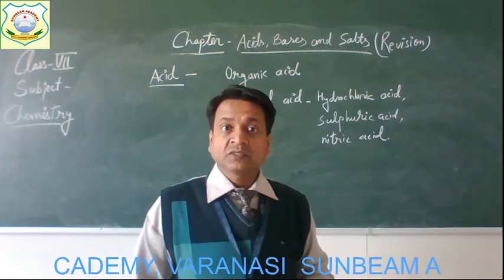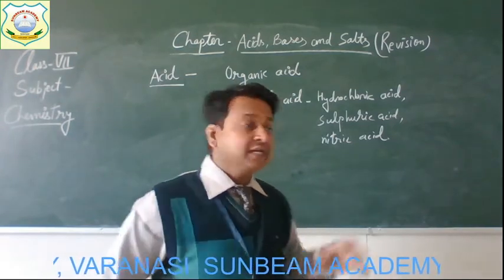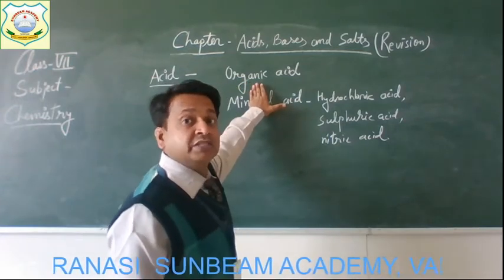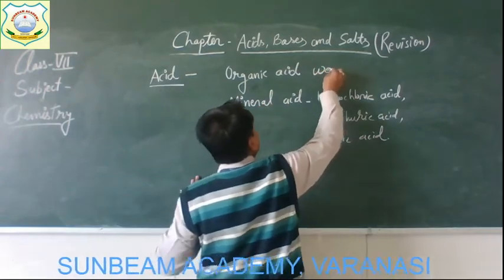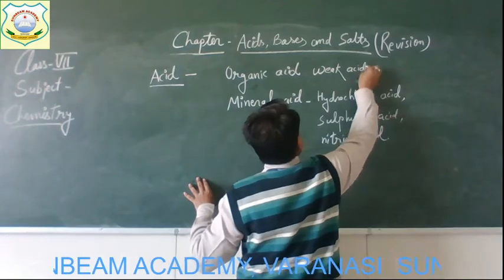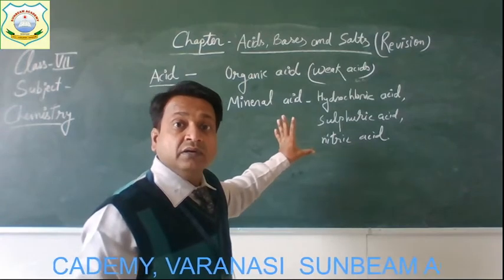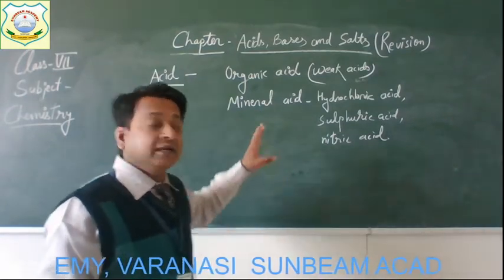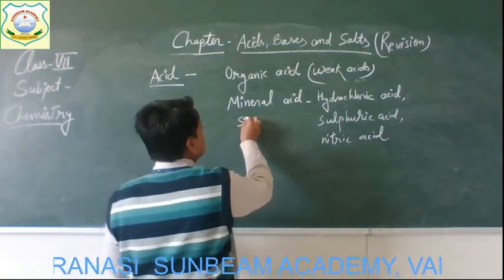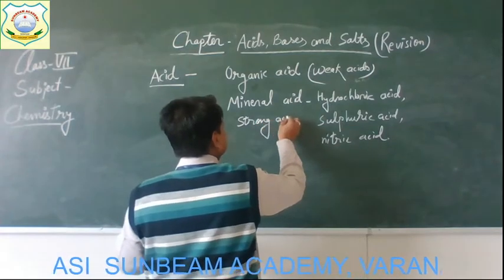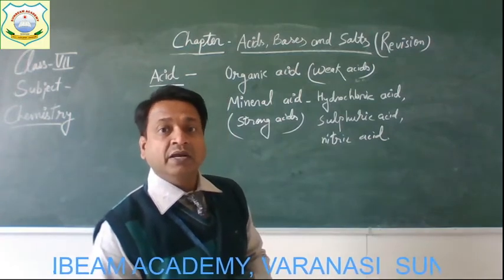So how many kinds of acids are there on the basis of their effect? It is of two kinds. The first is organic acids, which are mostly present in food items, and these are weak acids. Second, mineral acids, which are obtained from the earth's crust, and most of the mineral acids are strong acids. Alright children? Now, come to the next.